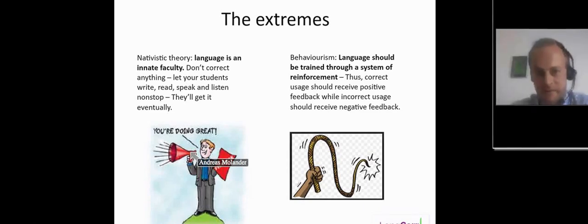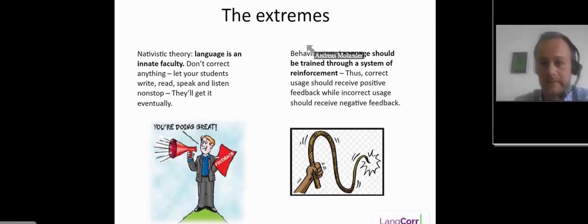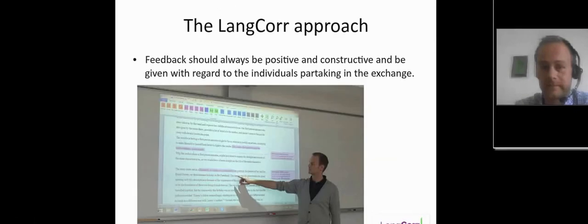Then we've got the other extreme, which is behaviorism, that language should be trained through a system of reinforcement. So if your students are doing great, point it out. If they are not, then that should also be pointed out. So positive feedback should get a positive response, and if they're making any errors, then it should have some negative feedback. But the question is whether we could find a different way to go about it.